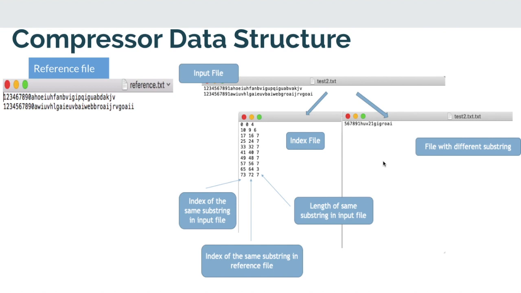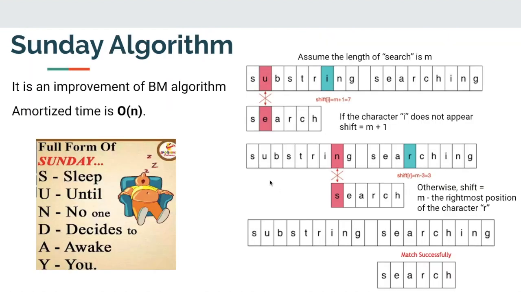We mentioned 2 algorithms before, and the first one is the Sunday algorithm. The Sunday algorithm is used to match substrings. It is an implementation of the BM algorithm. The amortized time is O(n). We can show you a small example. If we want to find the pattern string, the word search, in the main string, substring searching, first we assume the length of word search is m.